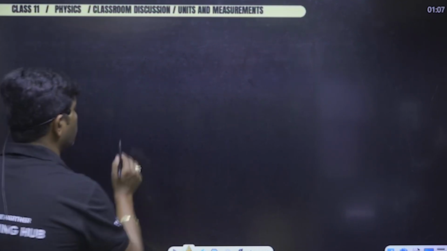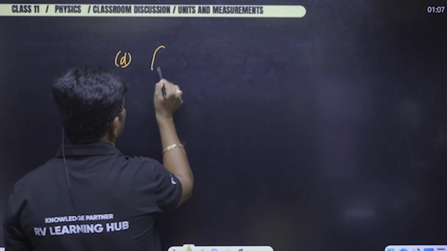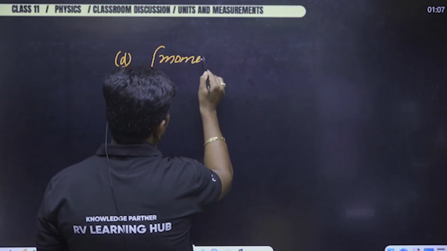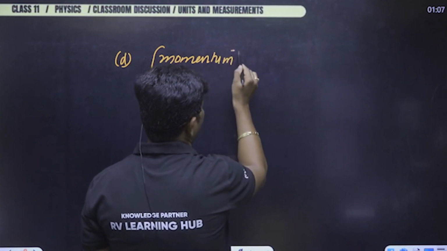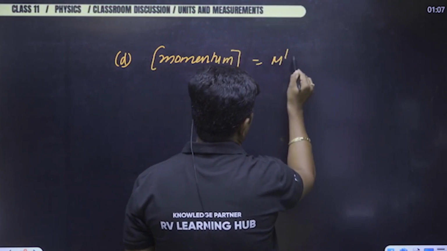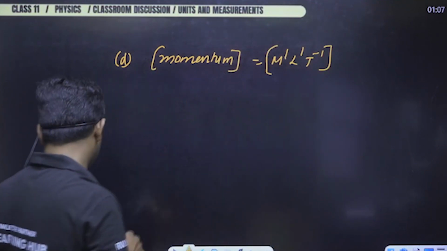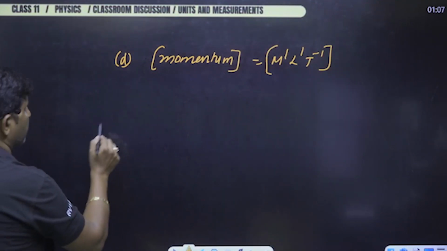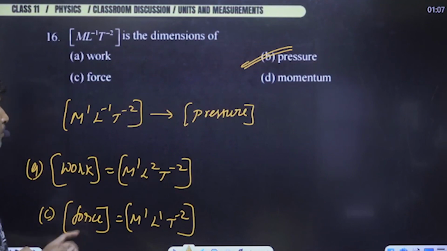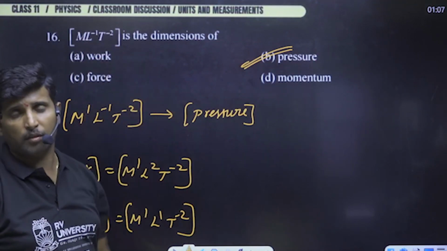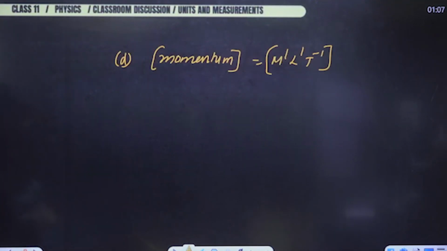And dimensional formula of momentum. So we have to practice each and every dimensional formula. You will get M power 1 L power 1 T power minus 1. Okay. Hence we can say dimension of the pressure will be same as that of the given formula. Okay. So let us move on to the next question.